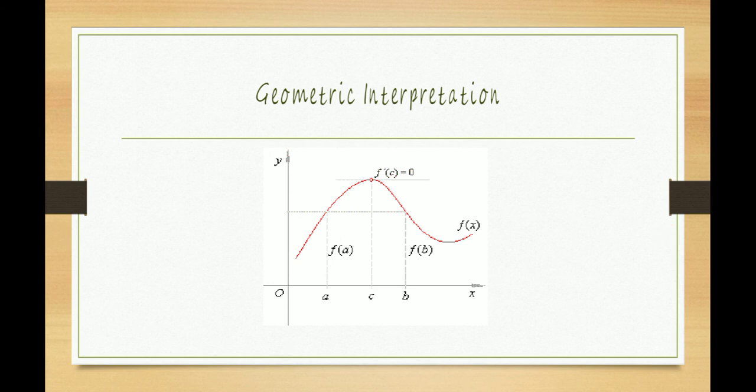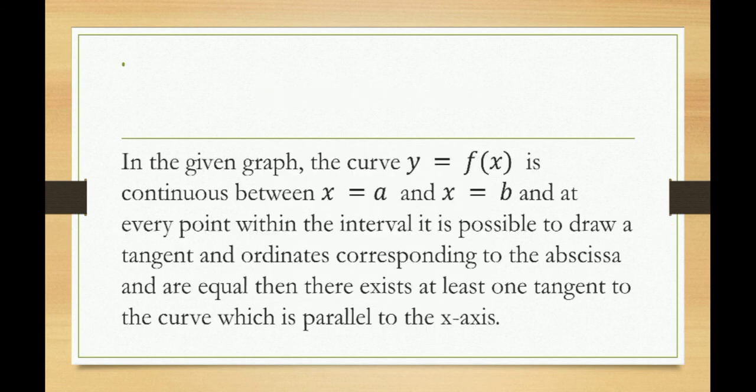In the given graph, the curve y is equal to f(x) is continuous between x is equal to a and x is equal to b, and at every point within the interval it is possible to draw a tangent, and the ordinates corresponding to abscissae a and b are equal, then there exists at least one tangent to the curve which is parallel to the x-axis.